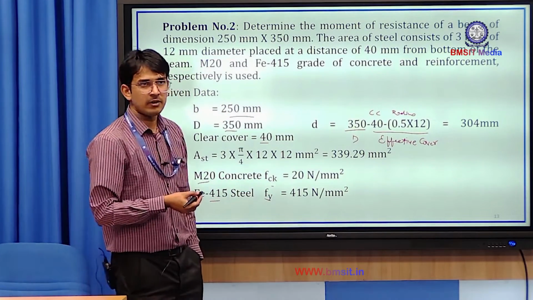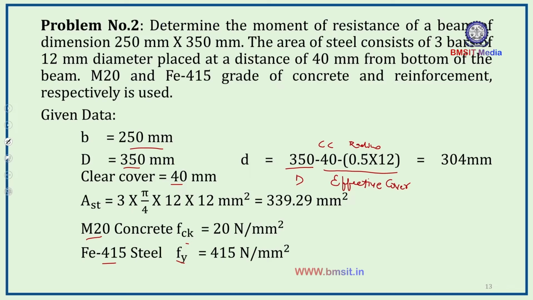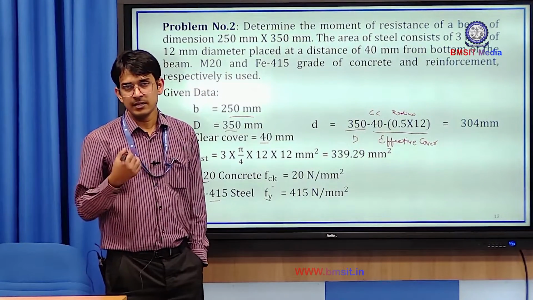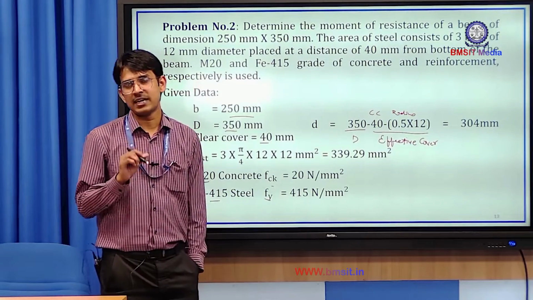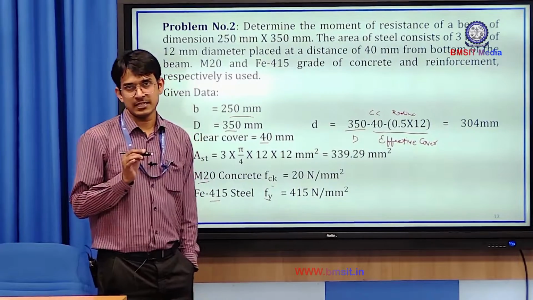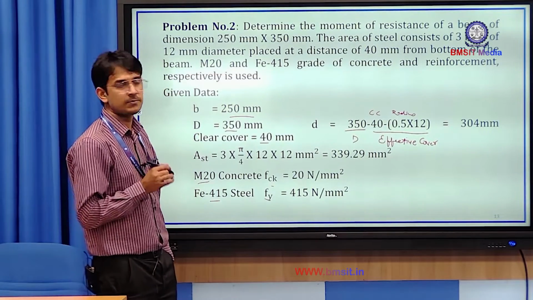So first, how will we calculate? First we calculate the xu by d. Second, we have to calculate xu max by d. Then after that we move towards the comparison, and we have to define what kind of section it is, and on the basis of that we will calculate the moment of resistance. So please solve this question and find out the moment of resistance for this beam.